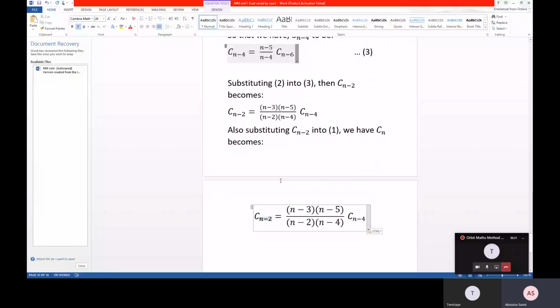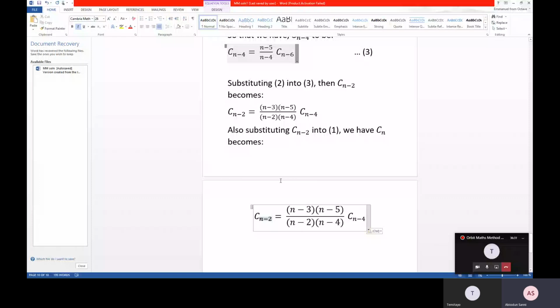N times n minus 2 times n minus 5, then n times n minus 2 times n minus 4, Cn minus 4. Now, this keeps going on and on without stopping. So we're going to come to a conclusion. But before we come to a conclusion, we're going to find the formula for this. Don't forget.